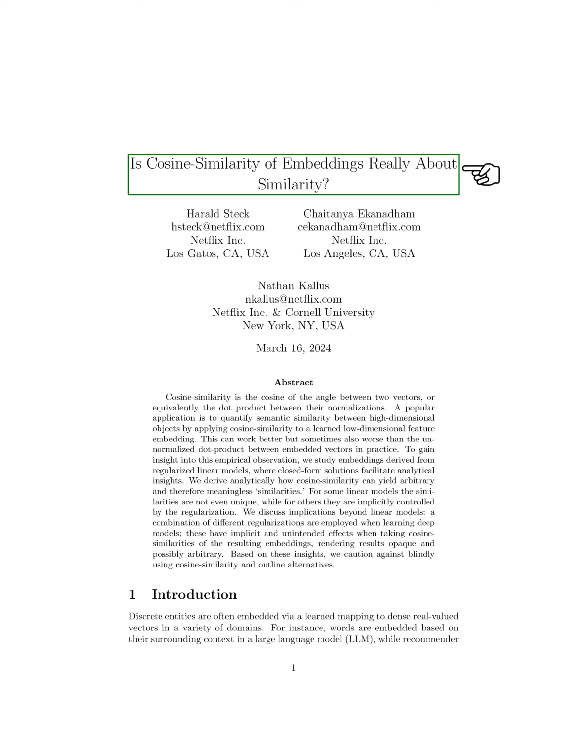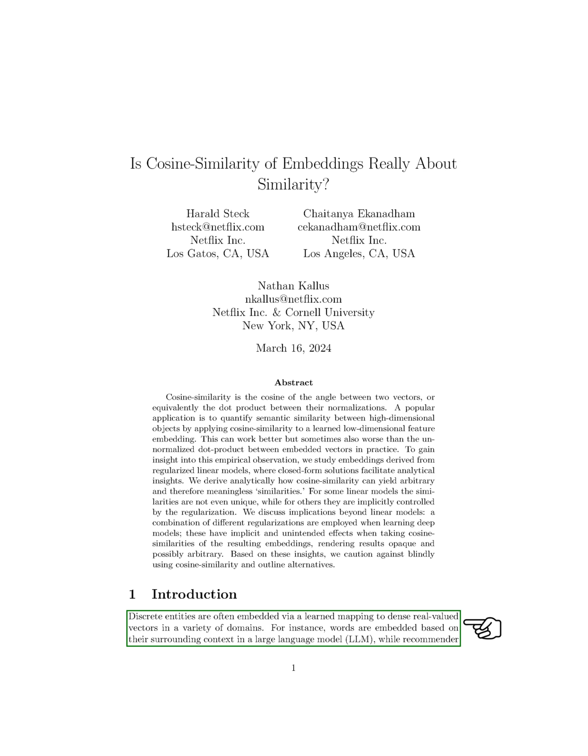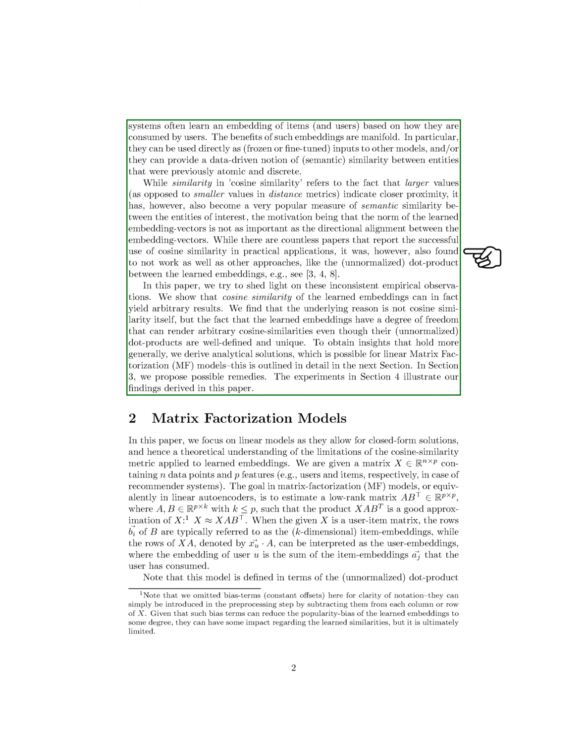Section: Introduction. In this section, we often embed discrete entities by mapping them to dense real-valued vectors. For example, words are embedded based on their context in a large language model, and recommender systems learn embeddings of items and users based on user interactions. These embeddings have various advantages. They can be used directly as inputs for other models or to measure similarity between entities that were previously distinct.